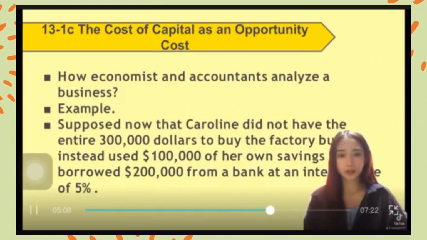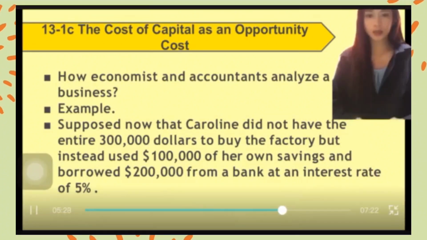So let's go on to the cost of capital as an opportunity cost. How do economists and accountants analyze a business? To further explore the difference between the methods of economists and accountants, just imagine that Caroline has $300,000 in savings and borrows $200,000 from a bank at an interest of 5%, with the $100,000 left in her savings account. Caroline's accountant, who only measures explicit cost, will now count the $10,000 interest paid to the bank every year as a cost because this amount of money now flows out of the firm.